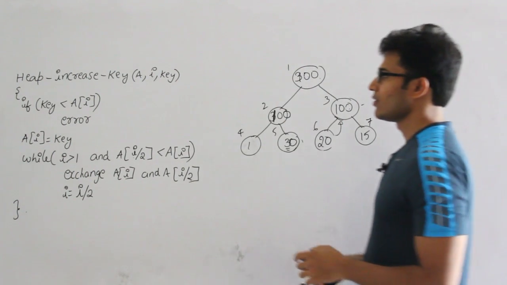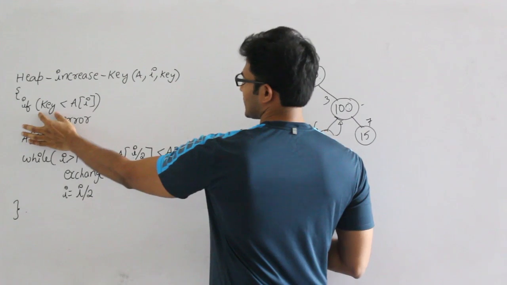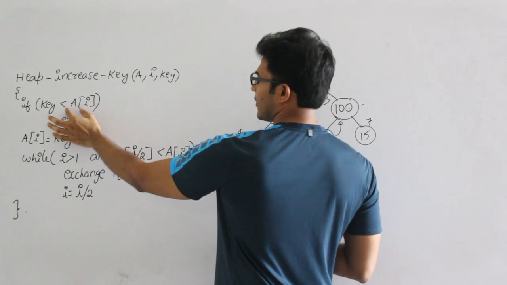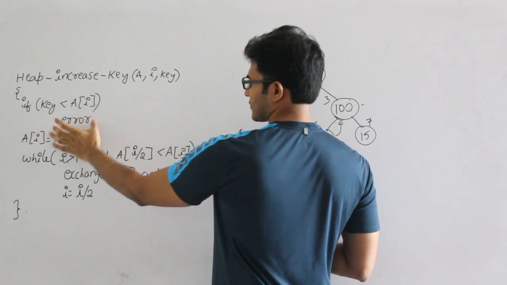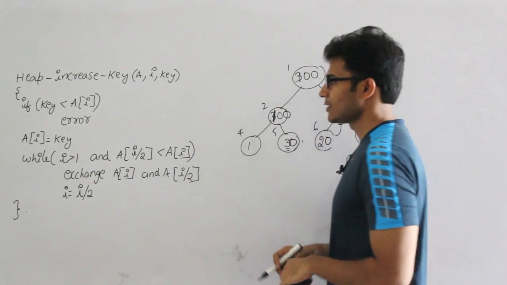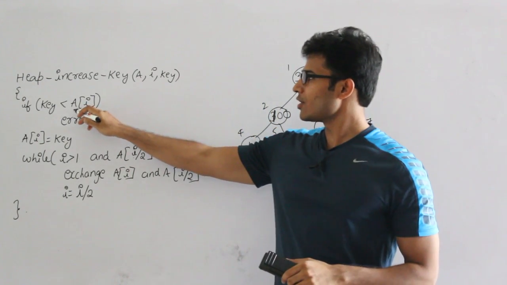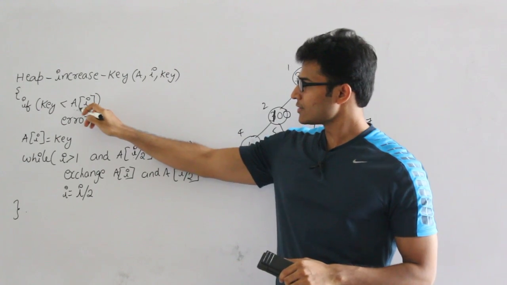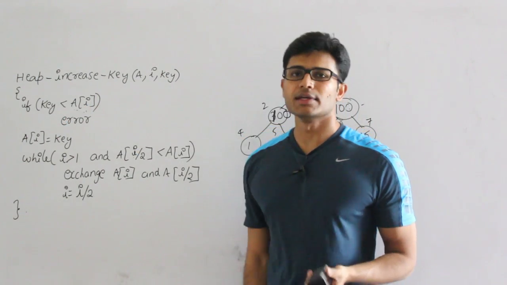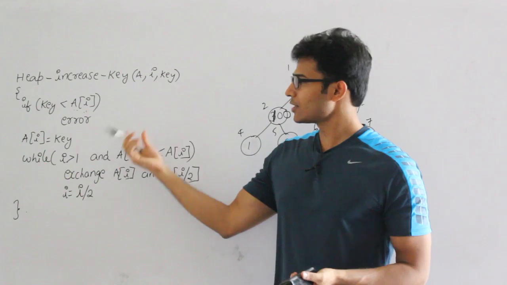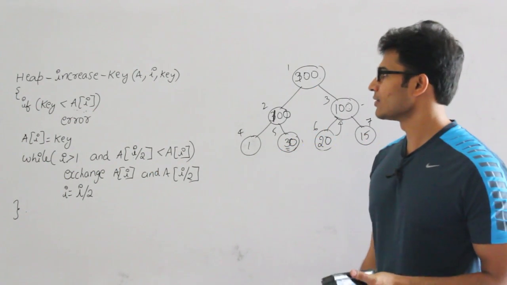See this? Now whatever value you are going to increase, that should be greater than the initial value, otherwise it is an error. The first line says that you could increase the value of A of I, but before increasing it, see that you are not actually decreasing it. So this algorithm is written for increase key, not decrease key, right?